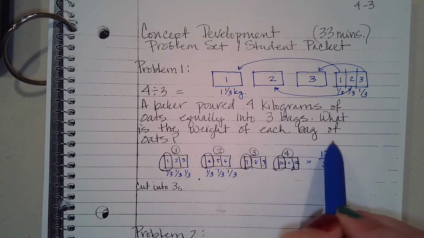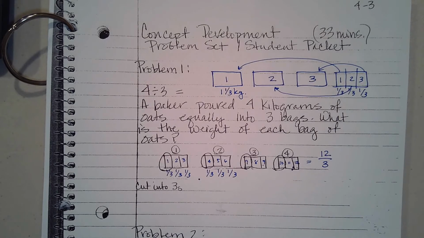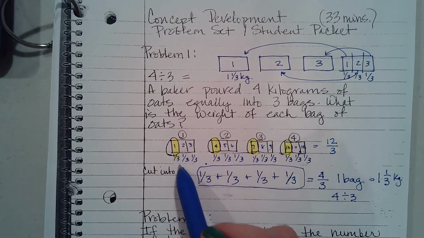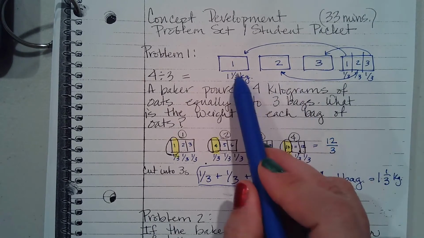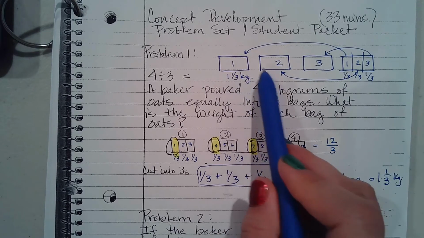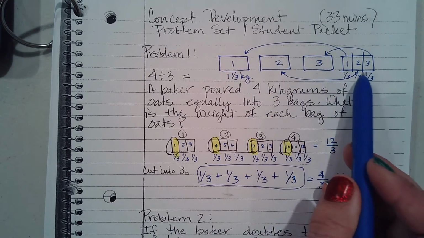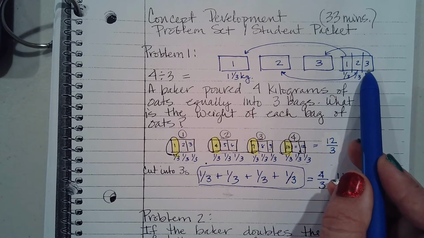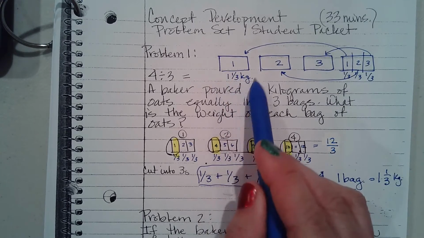What is the weight of each bag of oats? So now, what are you going to do? What do you do next? Think about it for 1 second and write it down. Okay, let's go back. We divided this up and we have 1 1/3 kilograms. We passed it out and then we broke the leftover into thirds and we got 1 1/3 kilograms of oats.